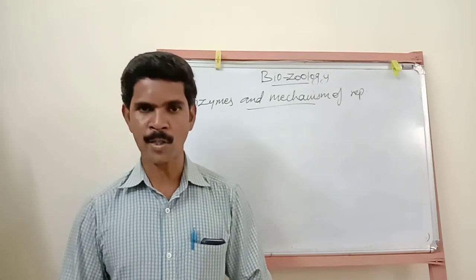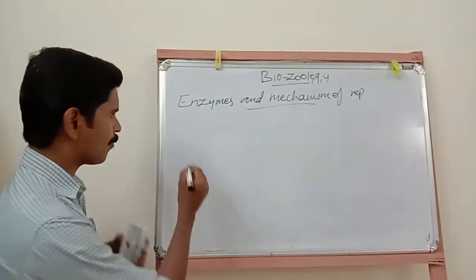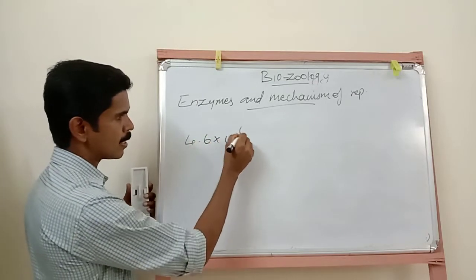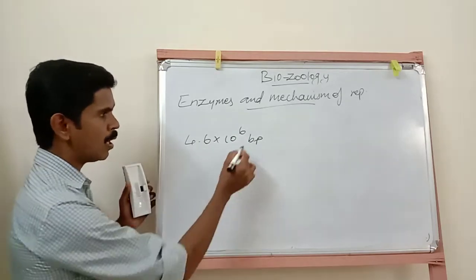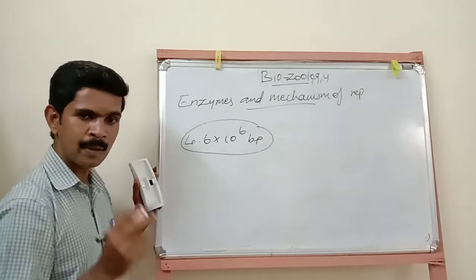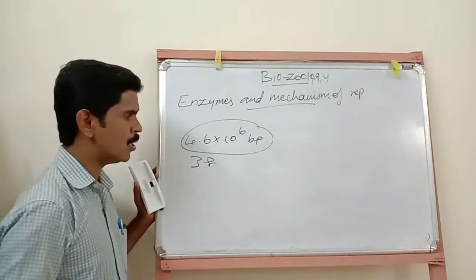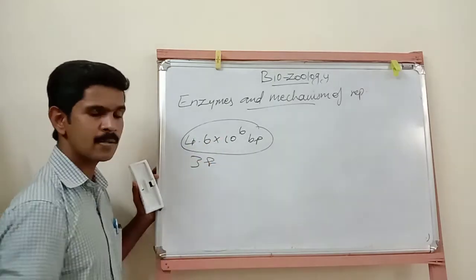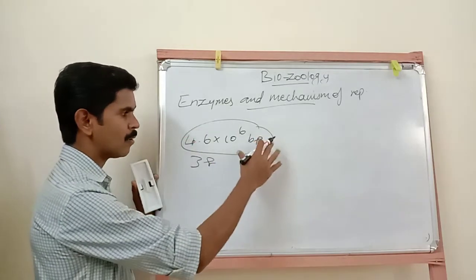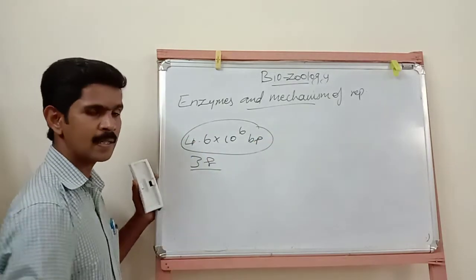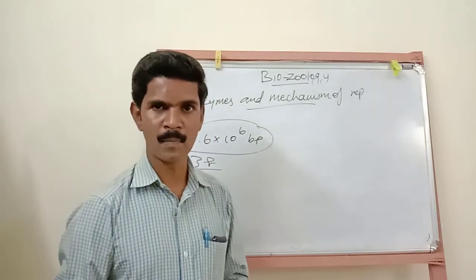For example, one example of a prokaryote is Escherichia coli. In Escherichia coli, there are 4.6 x 10^6 base pairs present. All these base pairs are replicated within 38 minutes. So for the replication of all these base pairs, only 38 minutes are needed.